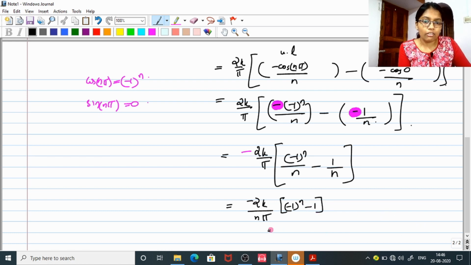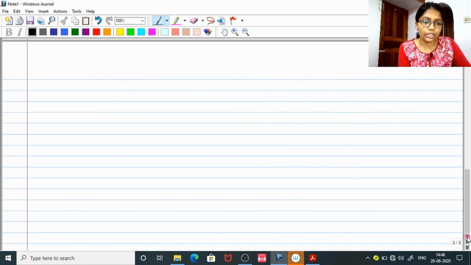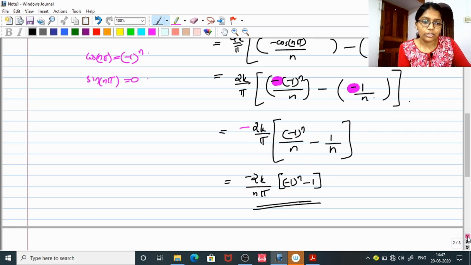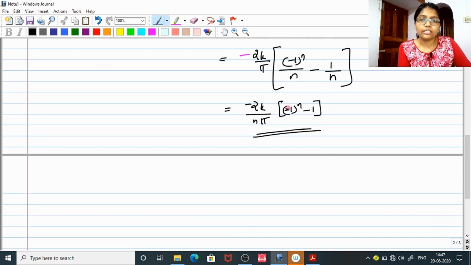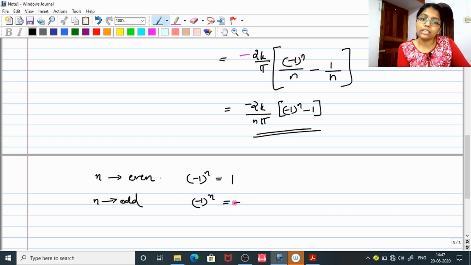Whenever you face such questions where there is negative 1 raised to n minus 1, you have some more to extend with. If n is an even number, negative 1 raised to n, negative 1 raised to an even number, is positive 1. Or when n is an odd number, negative 1 raised to an odd number is negative 1 itself. So we can have two sections in here.